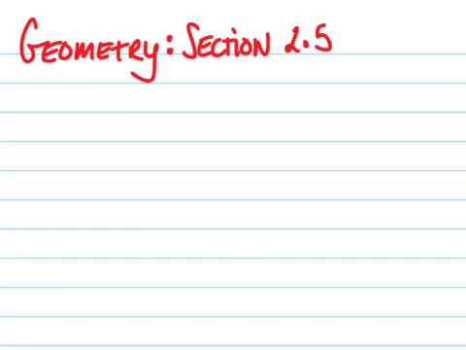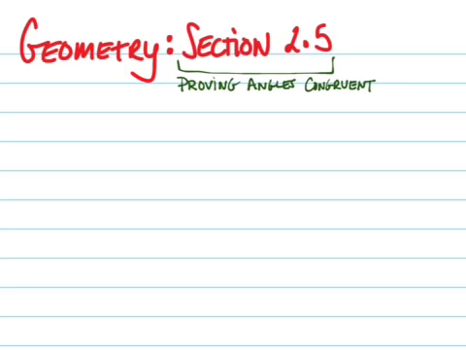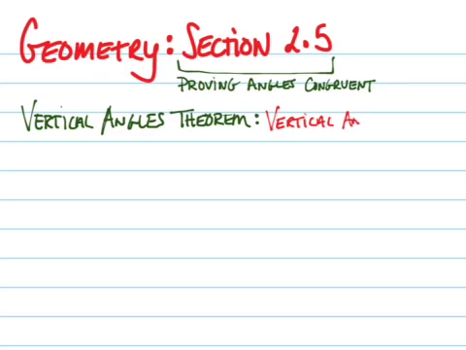All right, so here's section 2.5. And again, we're proving things about angles, specifically angles being congruent. So we have a vertical angle theorem. We've used this already, but we haven't proven it. What the theorem says is that vertical angles are congruent. We want to come up with a proof. So I'm going to need to come up with a general case that makes this work.